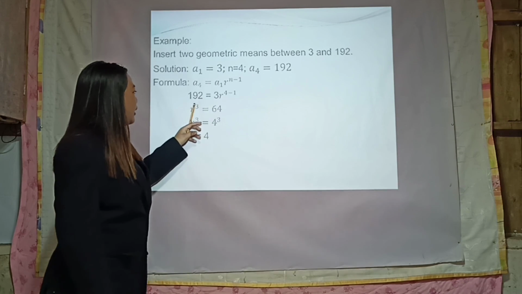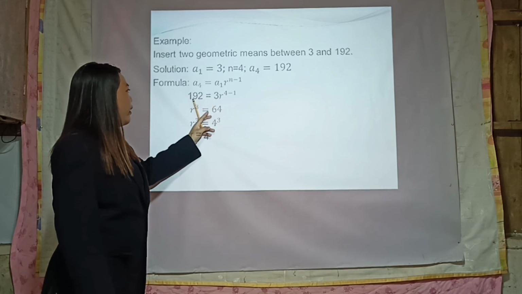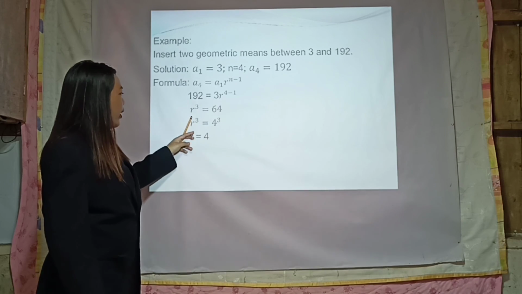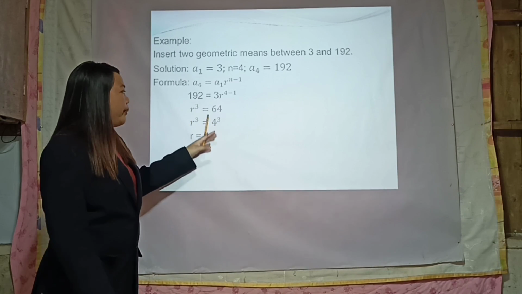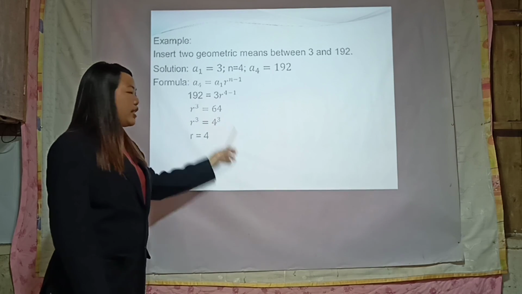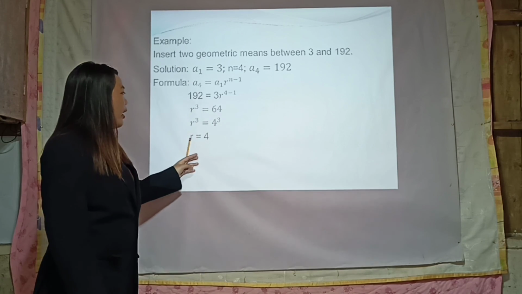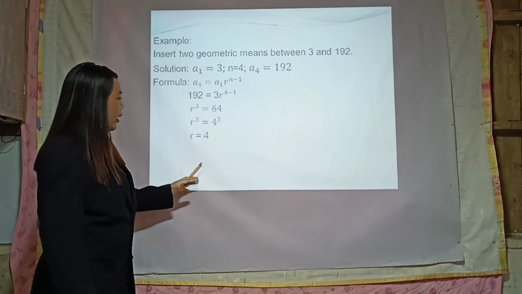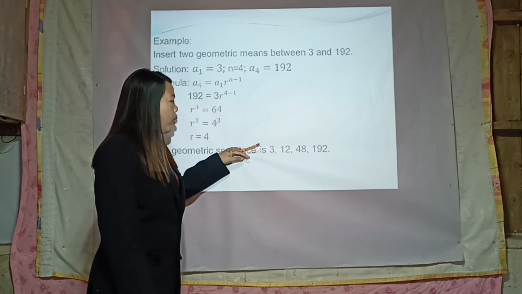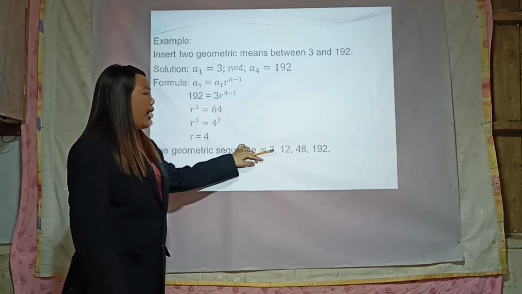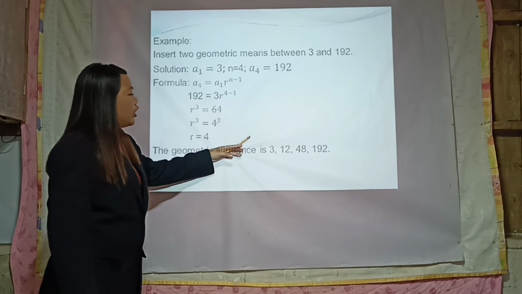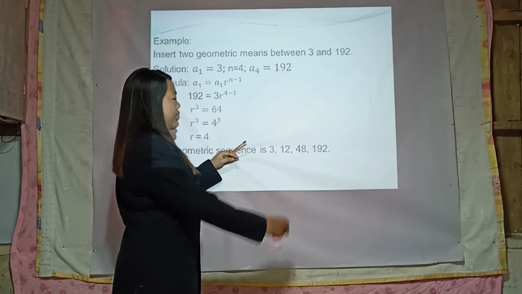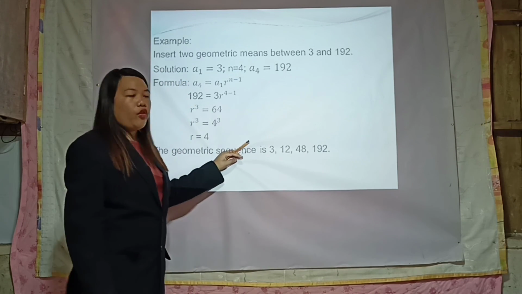So, r cubed, so 192 divided by 3 is equal to 64. R cubed is equal to 4 cubed, because 4 times 4 times 4 is equal to 64. Then r is equal to 4. So, the geometric means is equal to 3, 12, 48, and 192. So, the missing two geometric means are 12 and 48.